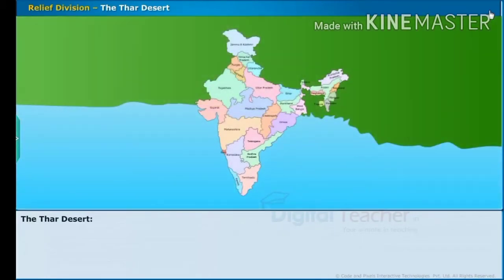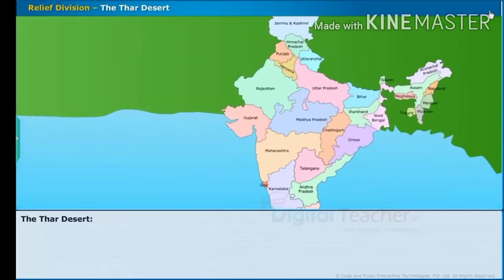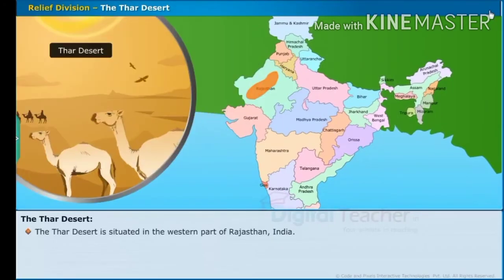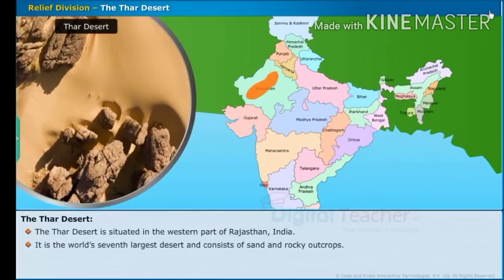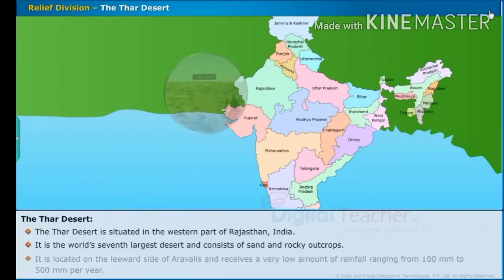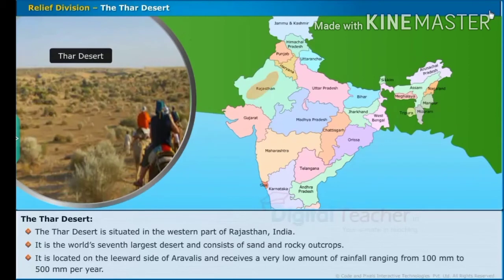Now, let us know about the Thar Desert. The Thar Desert is situated in the western part of Rajasthan, India. It is the world's seventh largest desert and consists of sand and rocky outcrops. It is located on the leeward side of the Aravallis and receives a very low amount of rainfall, ranging from 100 to 500 mm per year.